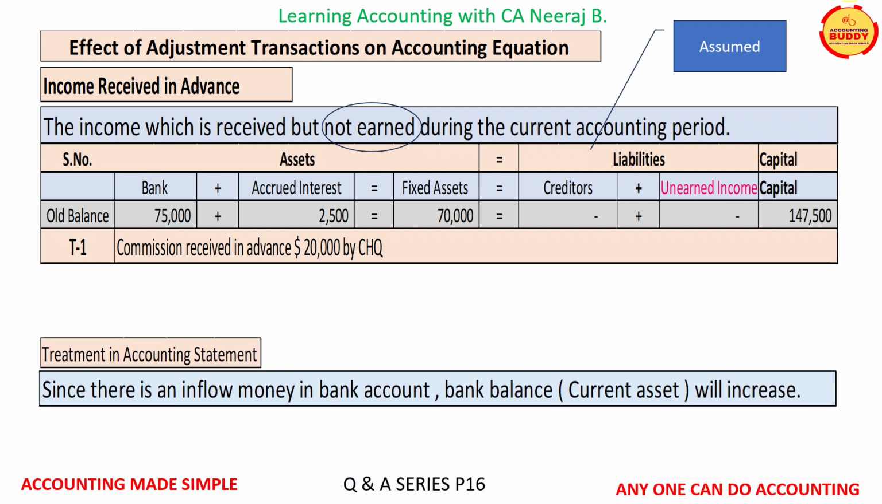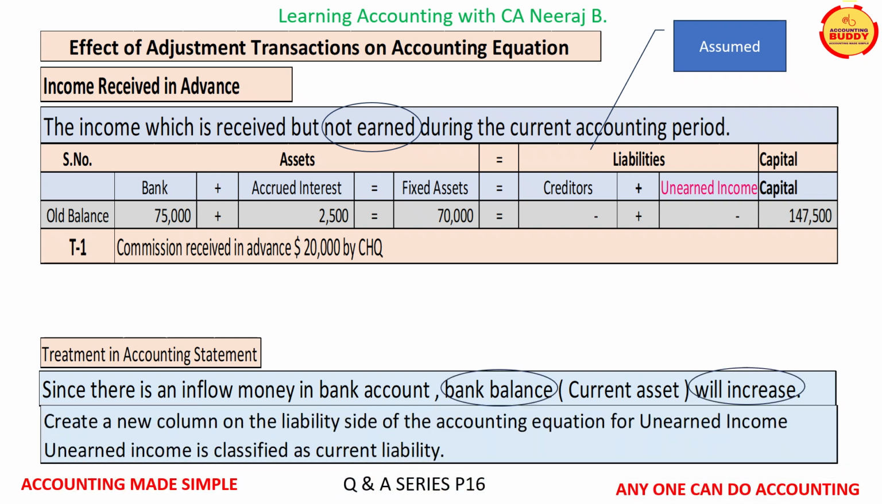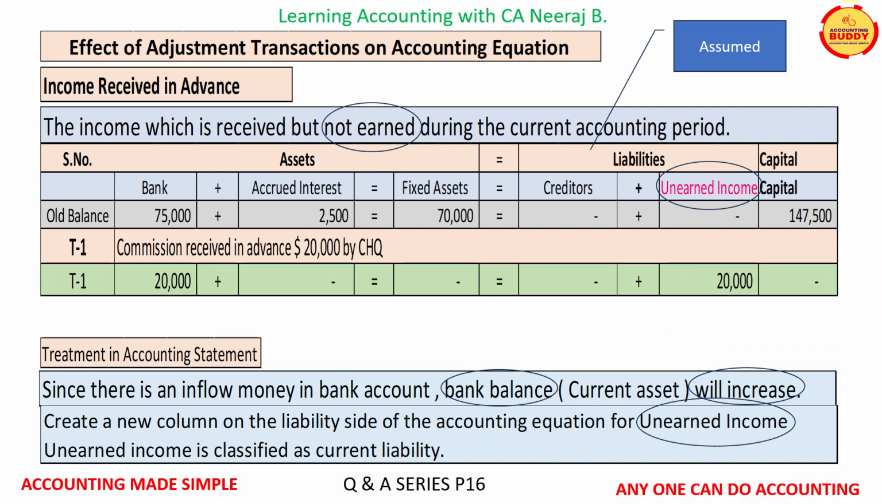Let us understand the accounting treatment of this transaction. Since there is an inflow of money in the bank, bank balance will increase and create a new column on the liability side of the accounting equation for unearned income. Bank balance on the asset side and unearned income on the liability side will be affected. Bank balance will increase by $20,000 on the asset side and unearned income will also increase on the liability side by $20,000.